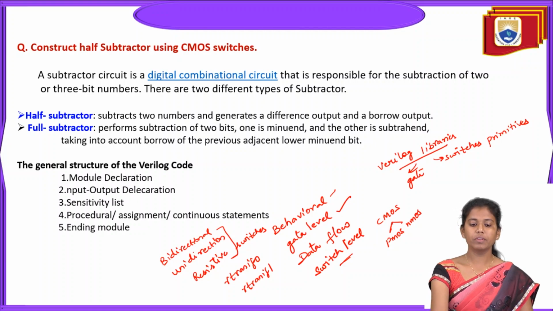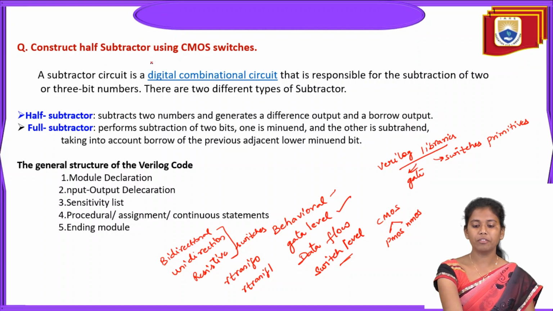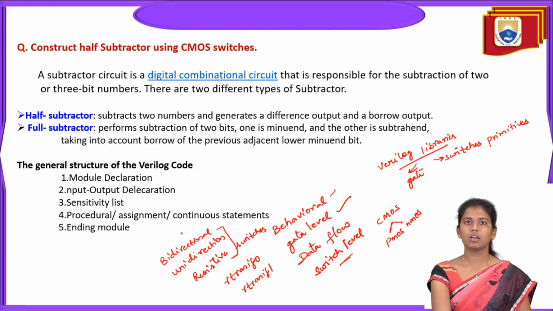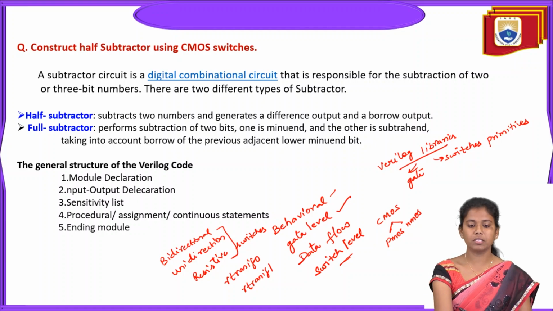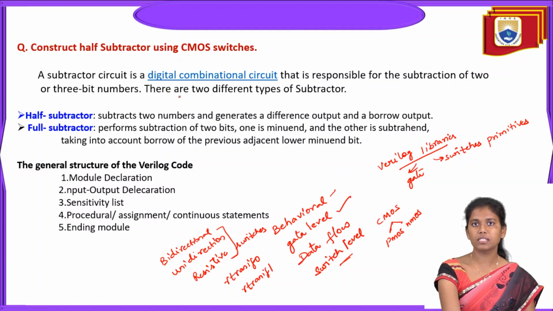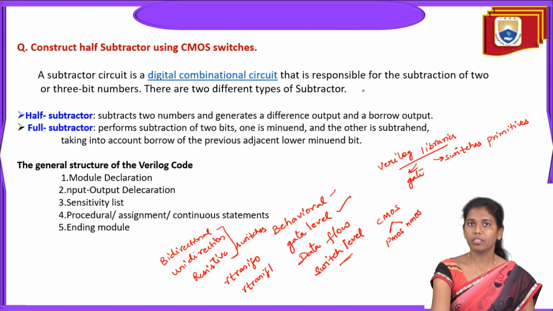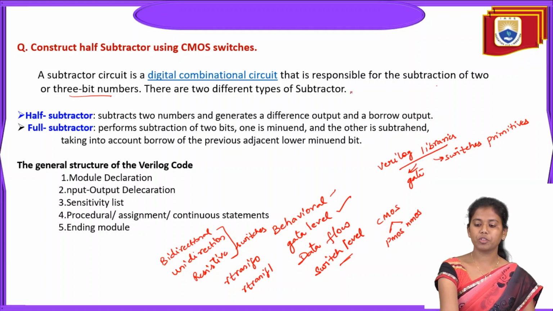And now we will see how to construct a half subtractor using CMOS switches. So now we will construct a half subtractor using the CMOS switches. We know combinational circuits are nothing but, see, a subtractor circuit is a digital combinational circuit that is responsible for the subtraction of 2 or 3 bit numbers. There are two different types of subtractors.